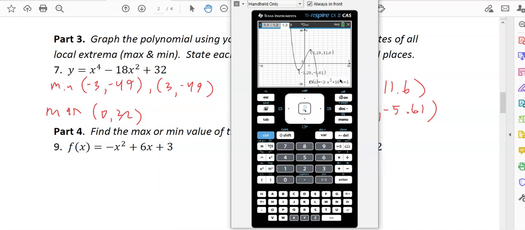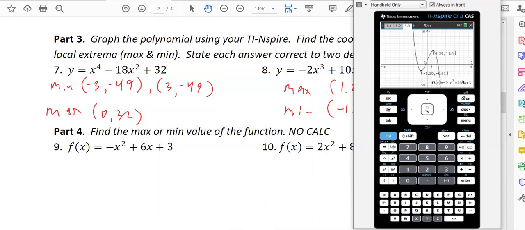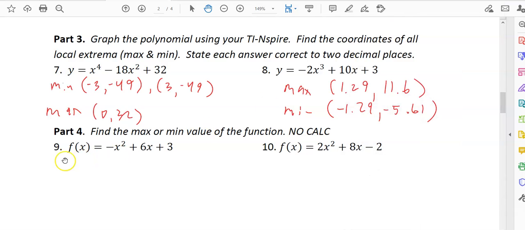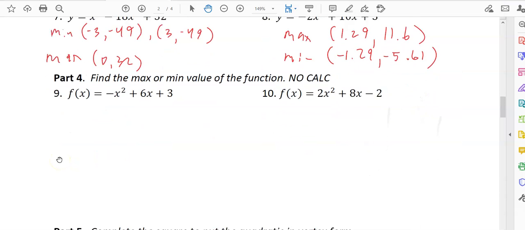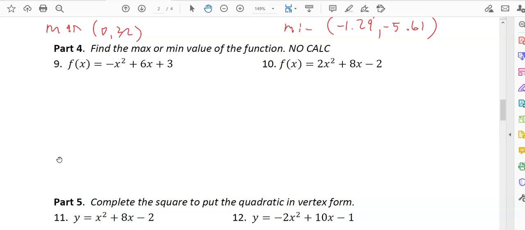Okay, so now we need to find the min or max value with no calculator. So we're going to try to find the stuff with no calculator. So I'm going to use the H method here. So H equals the opposite of B over 2A. So the opposite of 6 over 2 times negative 1 would be, that's a negative, so positive 3. So H is 3.